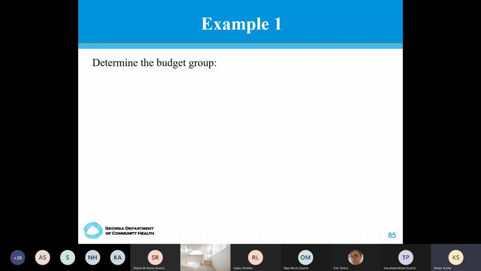Can anybody tell me? You can type it in the chat or somebody can take their stuff off mute. What is going to be our budget group? How many are in the budget group, or who's in the budget group? So you have one response in the chat. Oh, we got a few more. And what are the responses? 5. Okay, that is correct. It's going to be everybody because she's working, he's filing taxes jointly with his wife and claiming everybody as a tax dependent. So this household is going to be a tax filer household. So that's going to include everybody.